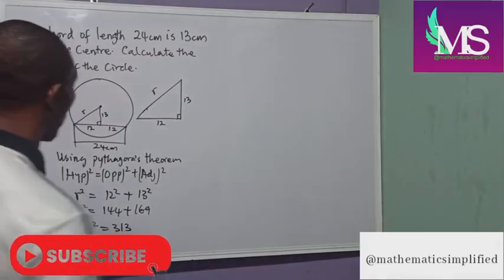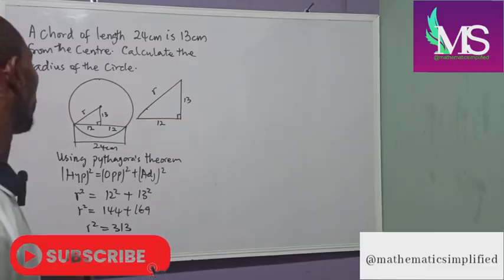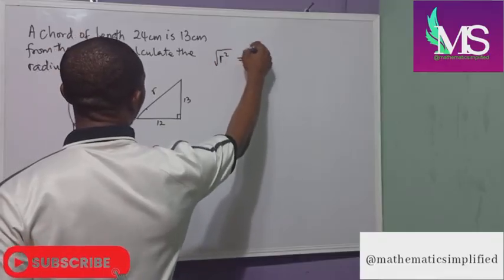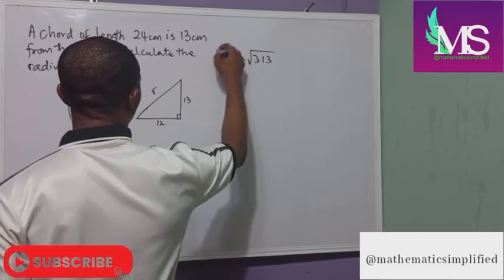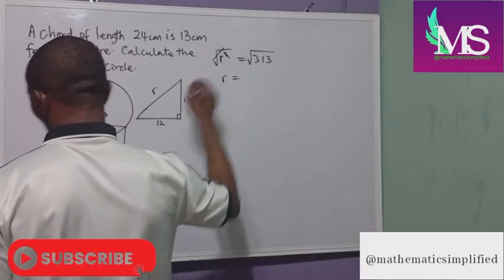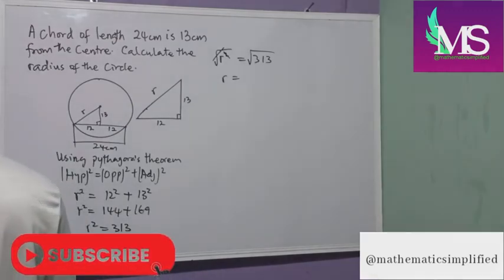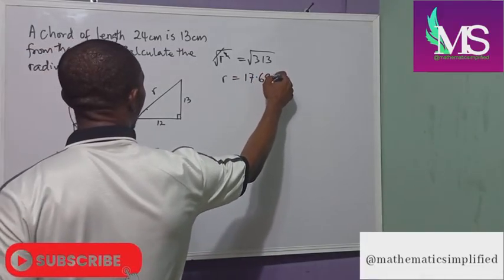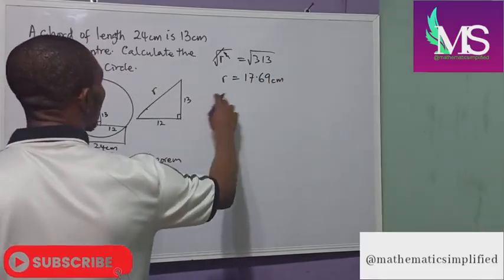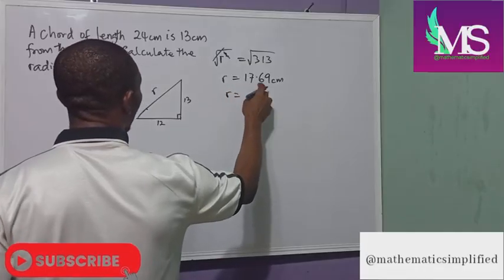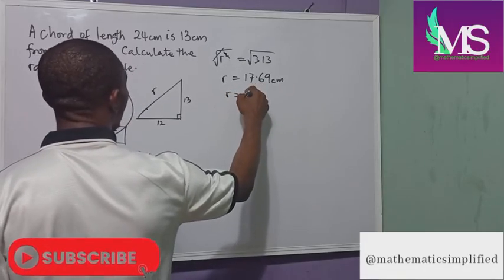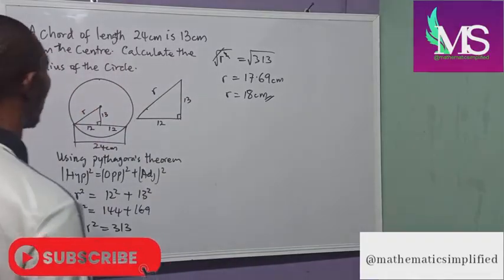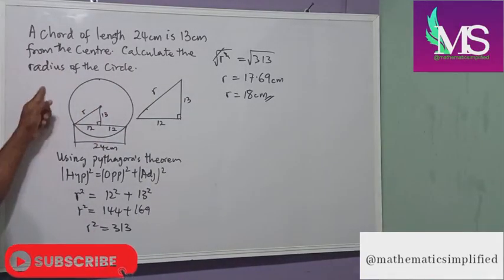Now to find r, we are going to take the square root of both sides. So this becomes r squared and root 313. So this cancels this, leaving us with r equals root 313. Root 313 would give us 17.69 centimeters. Now, if we take this to the nearest whole number, r will become 18 centimeters. So, that is the value of the radius of the cycle.